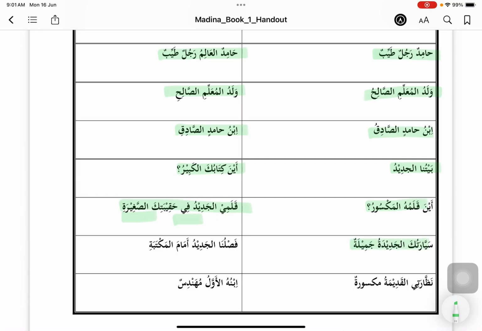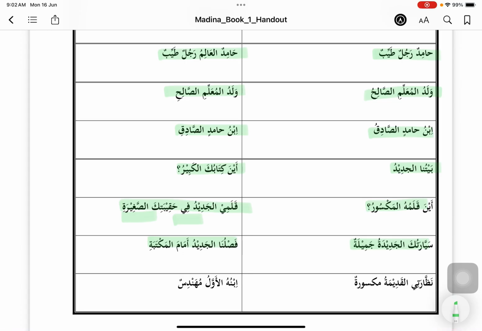Sayyaratuka al-jadidatu jamilatun. Your new car is beautiful. Fasluna al-jadidu amamal maktabati. Our new classroom is in front of the library. Again, same relationship. You should go back and review and write these relationships and understand them properly.